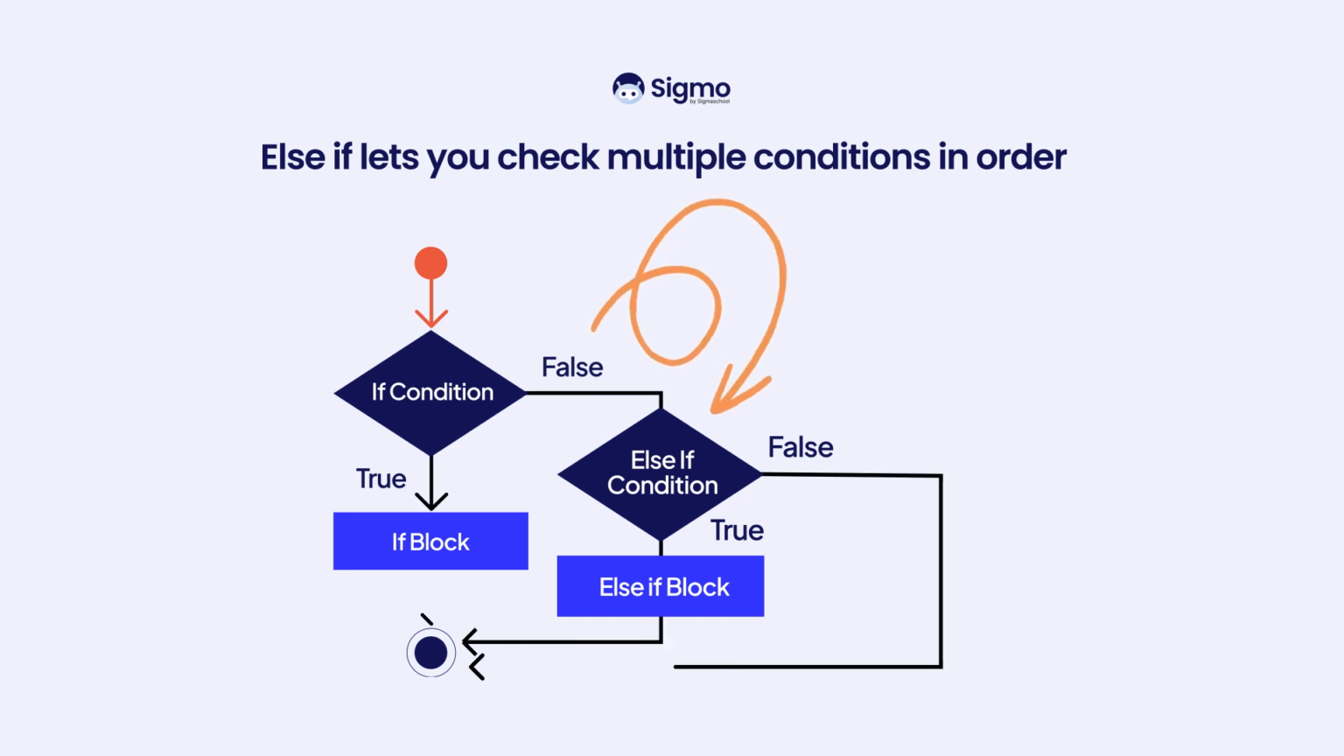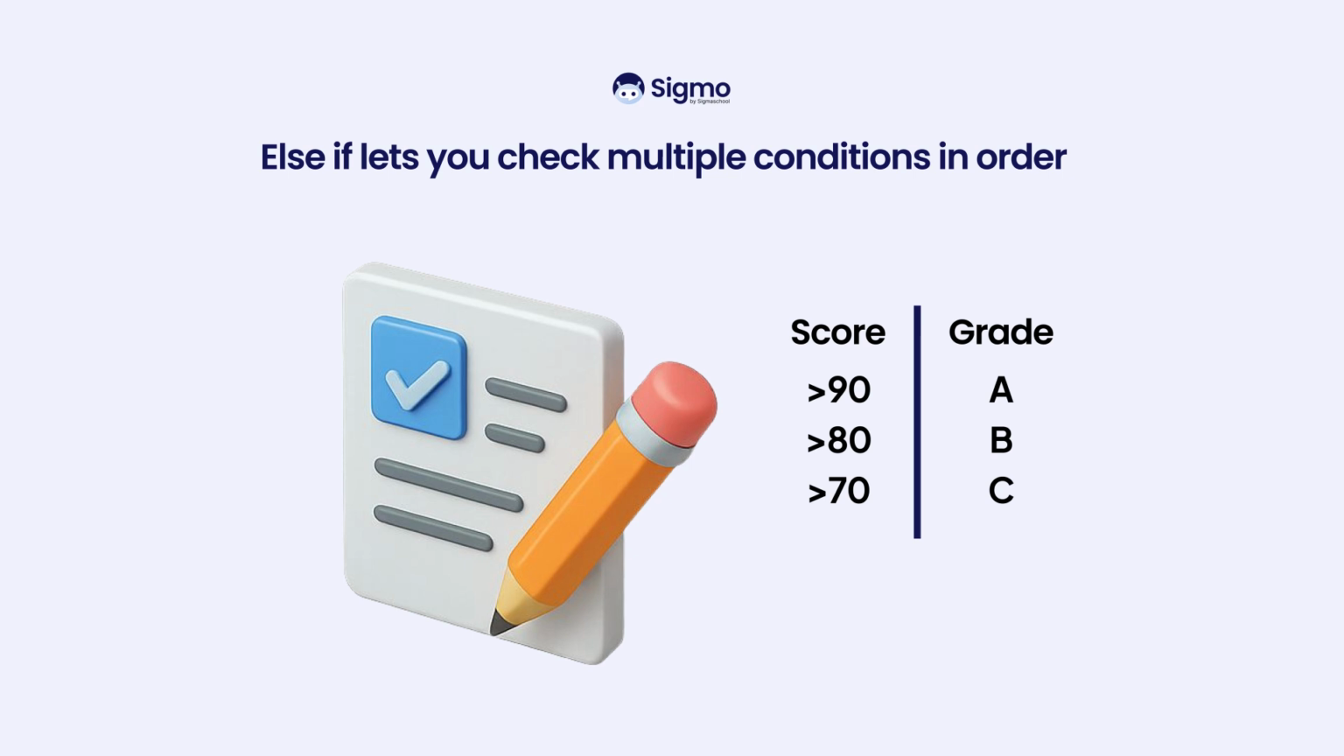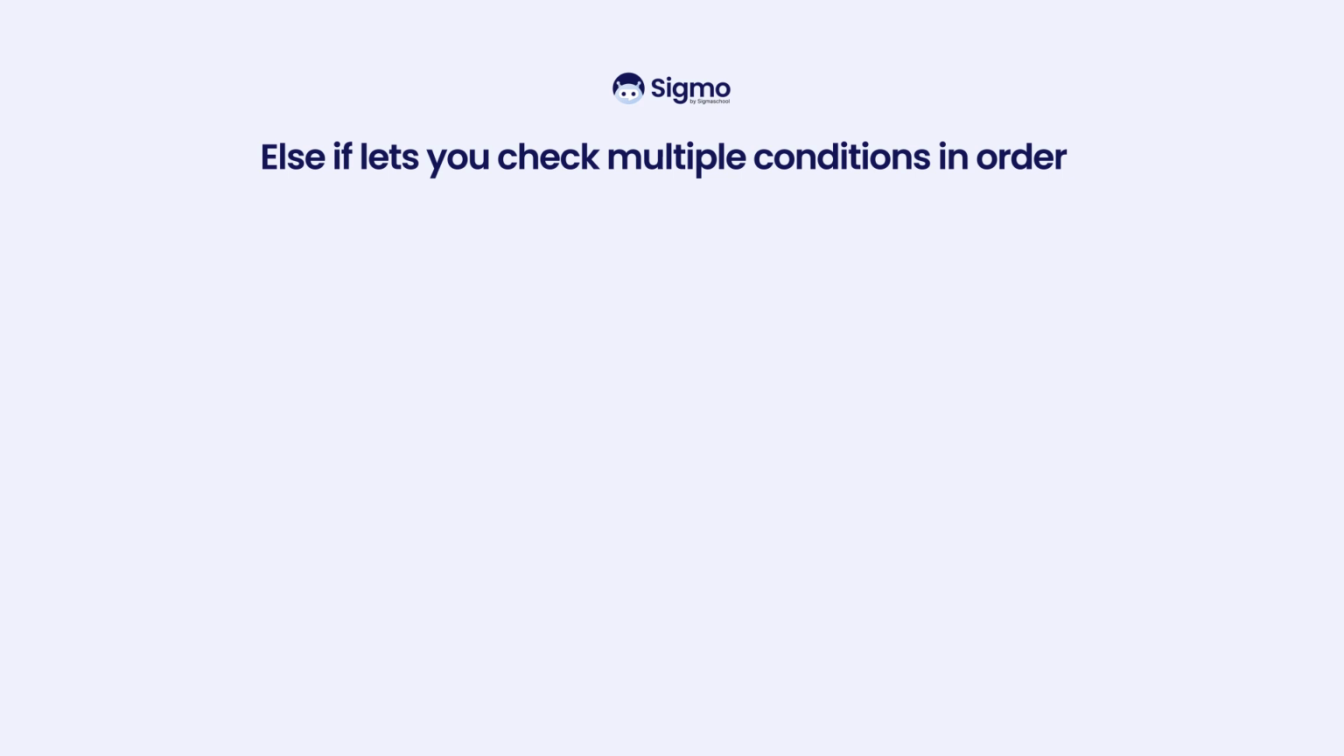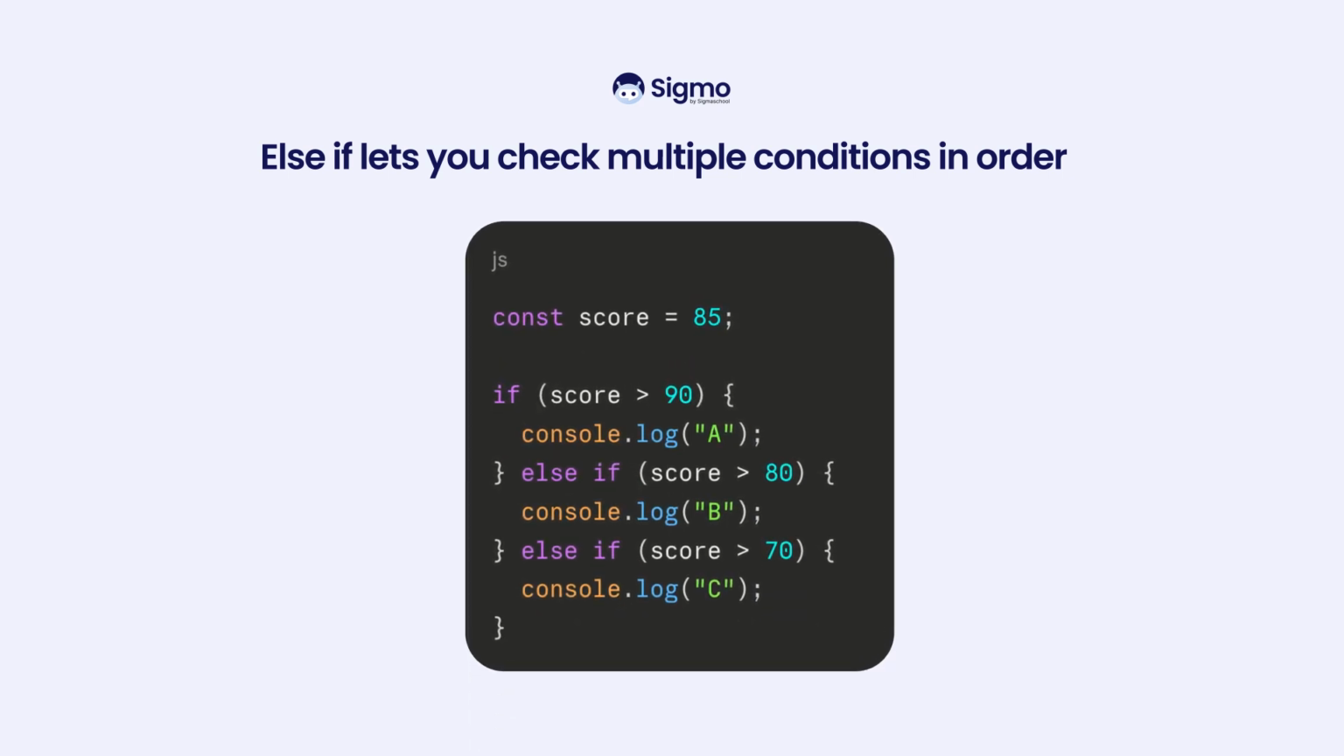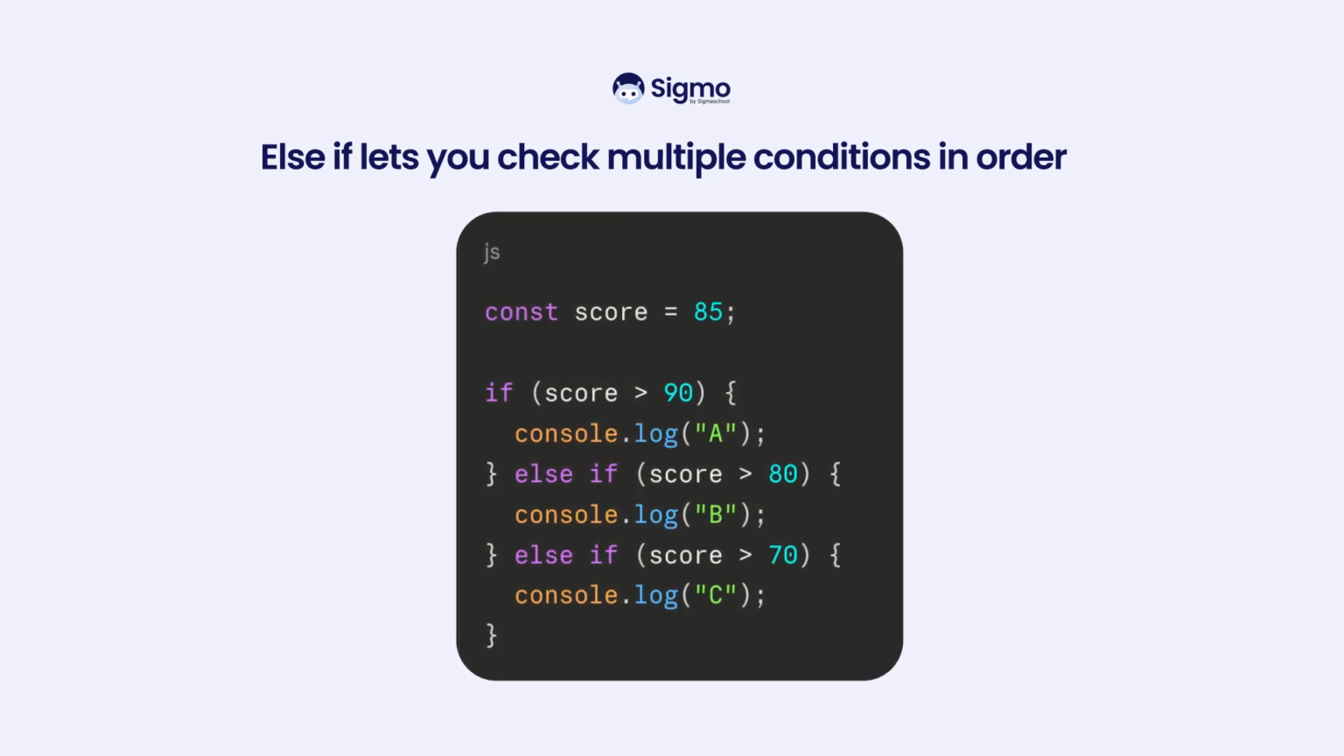That's where else if comes in. Let's say you're grading a test. If the score is above 90, it's an A. Else if it's above 80, it's a B. Else if it's above 70, it's a C. JavaScript checks each condition from top to bottom and stops at the first one that's true.